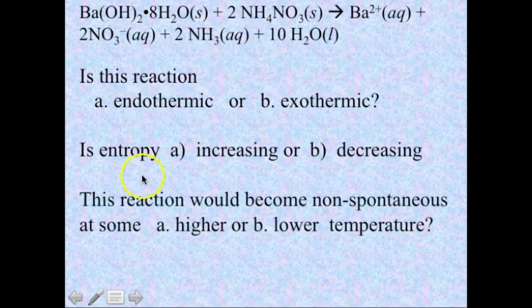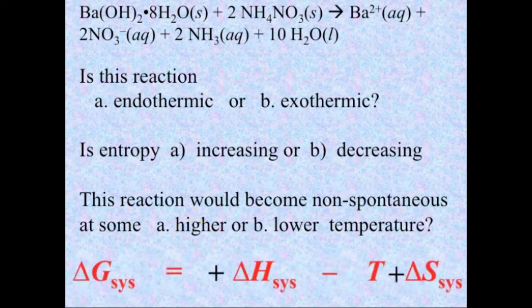So, would this reaction become non-spontaneous at some higher temperature or at some lower temperature? Which one, higher or lower? And again, we have to take a look at the free energy equation. We know that the reaction is very endothermic, so it's a big plus on the delta H. And we know that the entropy is increasing, so it's a big positive on the delta S.